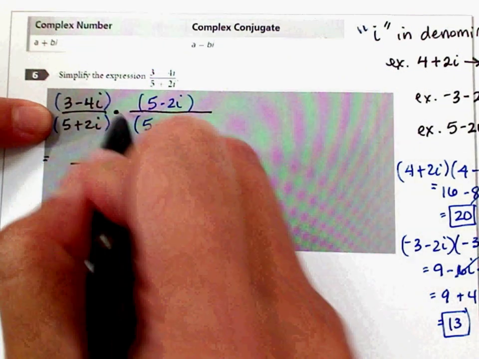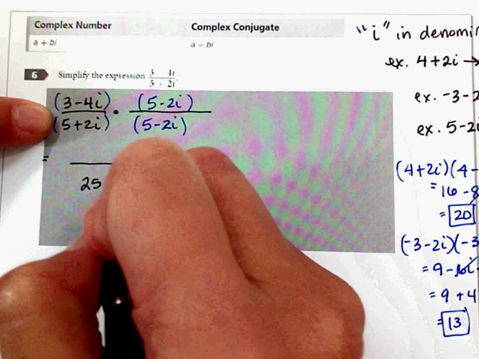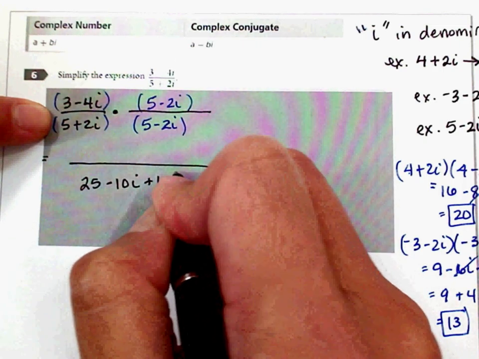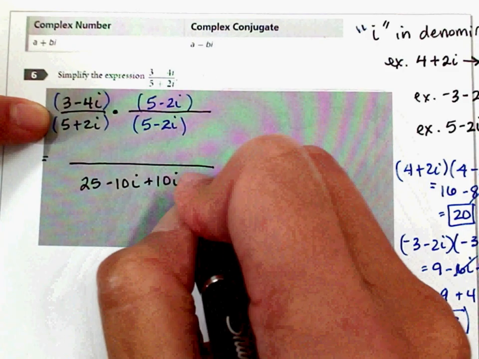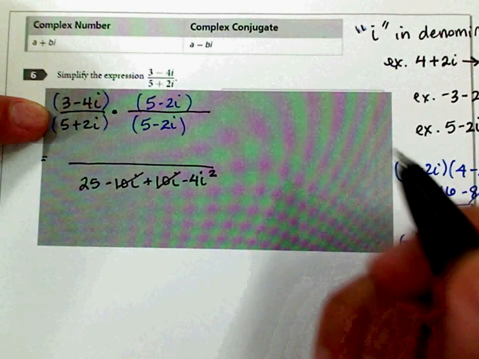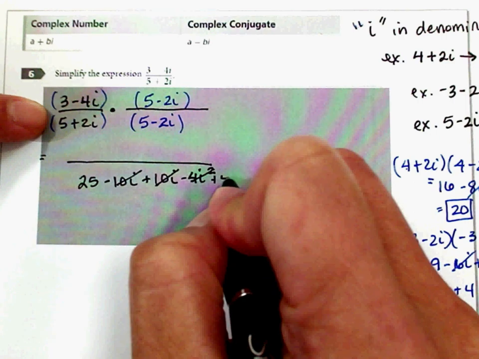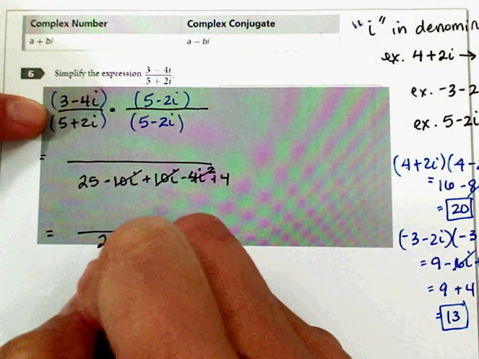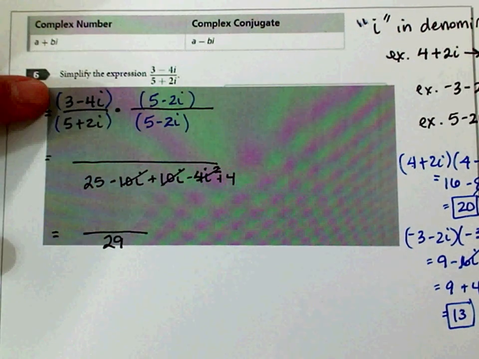Okay? All right. So let's do the denominator first. 5 times 5 is 25. 5 times negative 2i is negative 10i. 2i times 5 is positive 10i. See how they're going to cancel? 2i times negative 2i is minus 4i squared. So guess what happens? Those guys cancel. And so negative 4 times negative 1 is positive 4. So your denominator is 25 plus 4, which is 29. Okay? Now let's do the numerator.